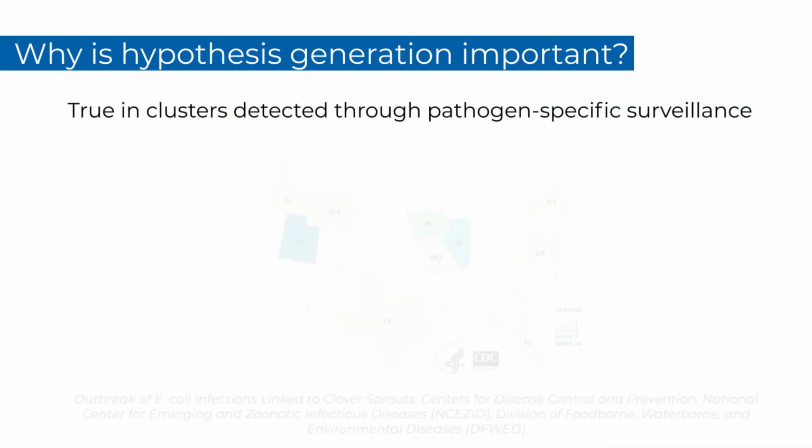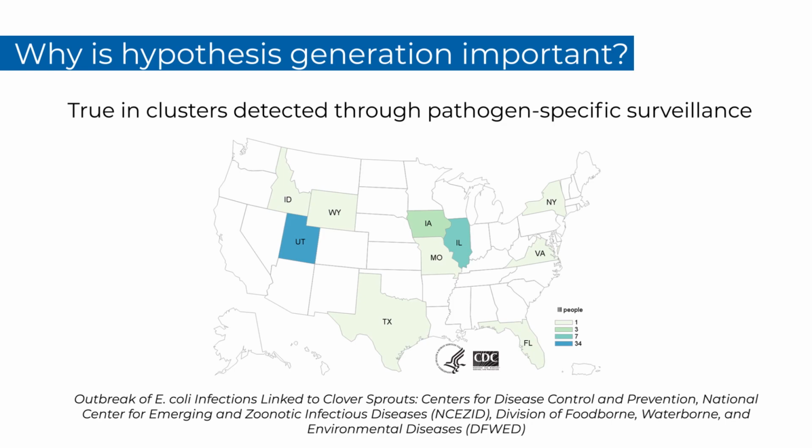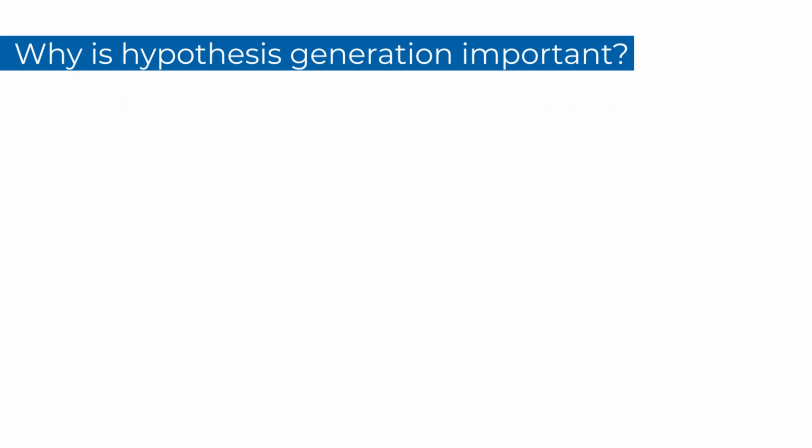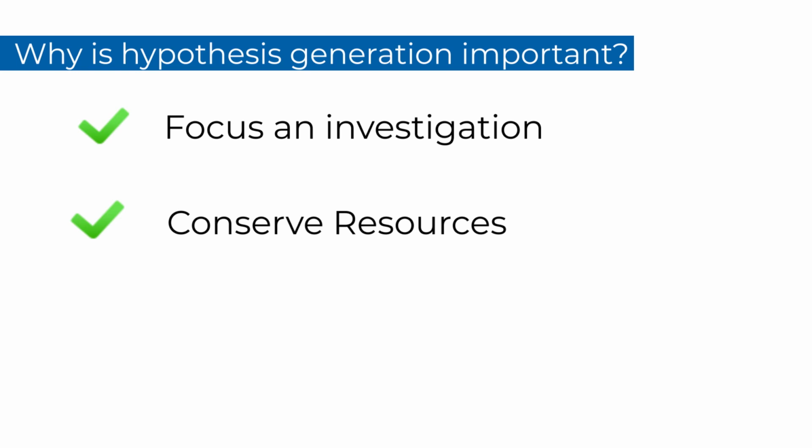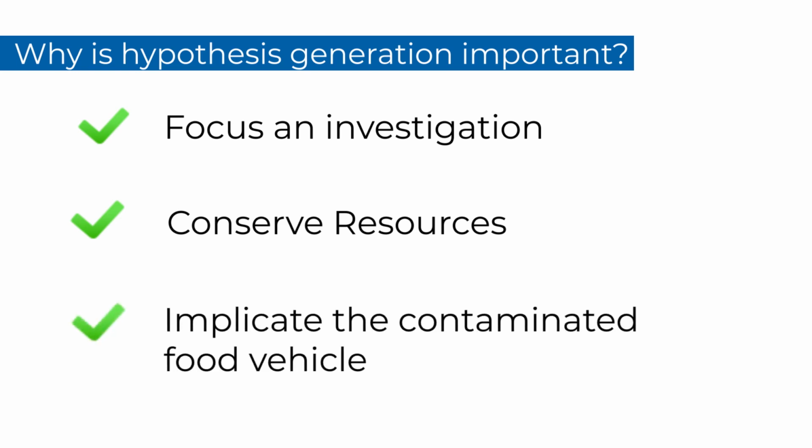This is especially true in clusters detected through pathogen-specific surveillance, where cases are geographically dispersed and don't have an obvious epidemiological link. A good hypothesis allows investigators to focus an investigation, conserve resources, and increase the likelihood of rapidly and conclusively implicating the contaminated food vehicle.